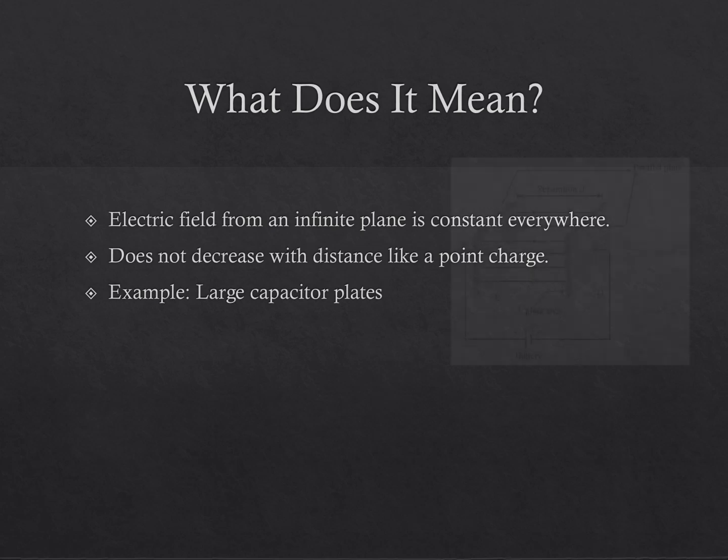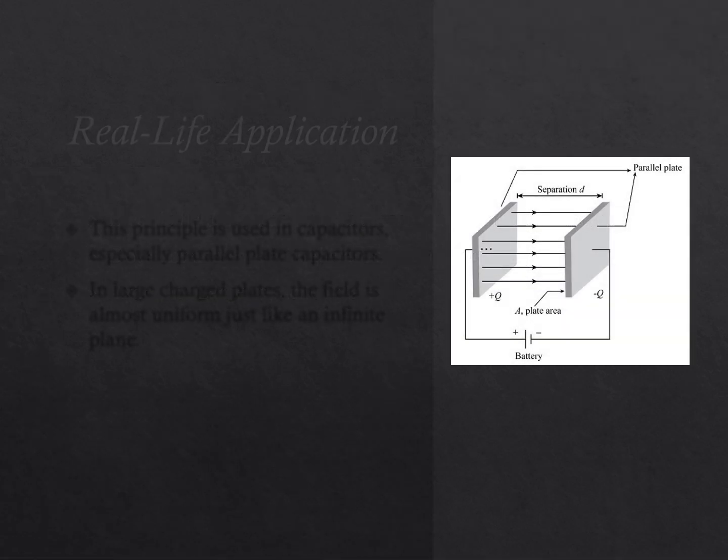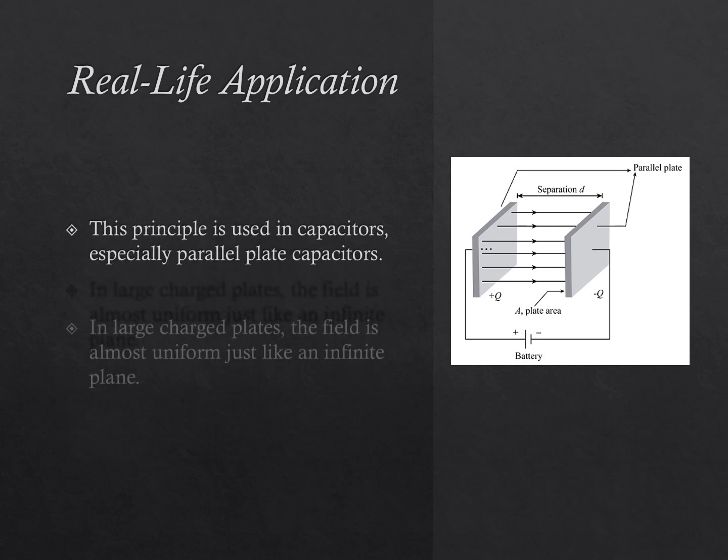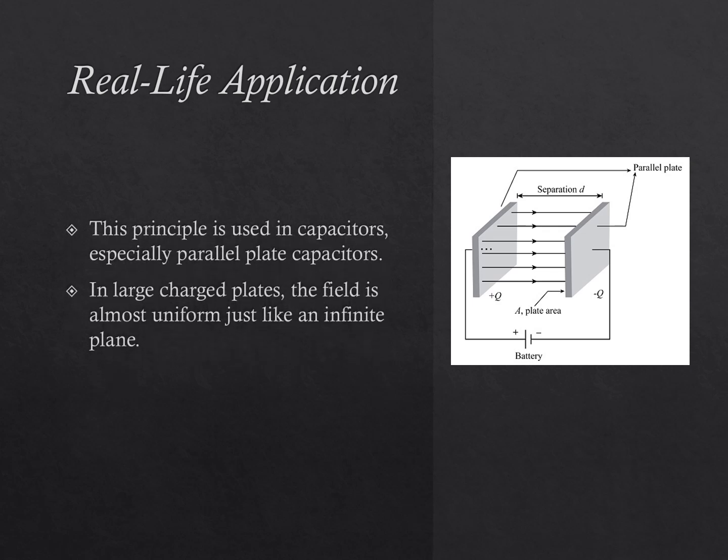So you might ask the question, do we see this in real life? A great example is inside a capacitor, especially a parallel plate capacitor. If the plates are big and flat, the electric field between them acts like it's coming from an infinite plane. This field between the plates stays constant and uniform, just like we saw before. That's why Gauss's law is so helpful when designing electronic devices. It helps us understand how we can control the electric fields in things like capacitors.